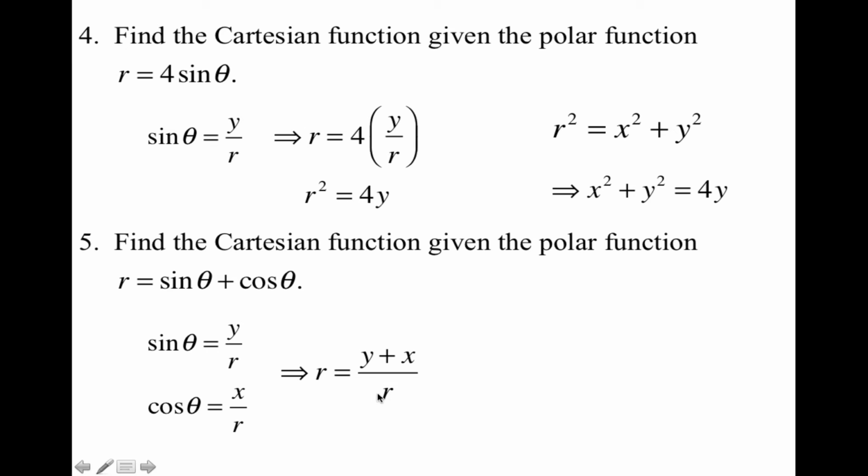Since they have a common denominator, I was able to add the two fractions. And I'm going to simplify this to get r squared equals y plus x. And since I know that r squared is equal to x squared plus y squared, I can replace that. And so my function becomes x squared plus y squared equals y plus x.